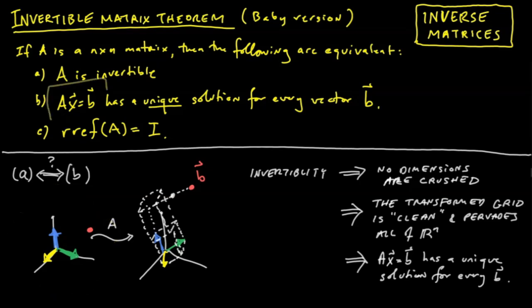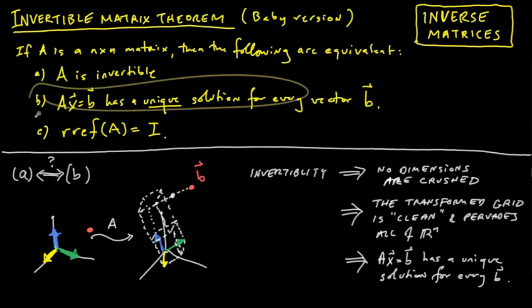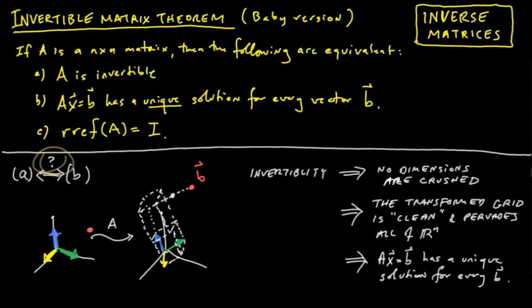Moreover, if we know that that equation Ax equals b not only has a solution for every b, but that it has a unique solution for every b, that tells us that the transformed grid must be clean, because in a tangled grid, there are lots of ways, infinitely many ways, to get to any point. And if that were the case, then there would be infinitely many solutions to Ax equals b. So not only does statement A imply statement B, but statement B implies statement A. So forget about this question mark here. Let's replace it with a big check. Good.